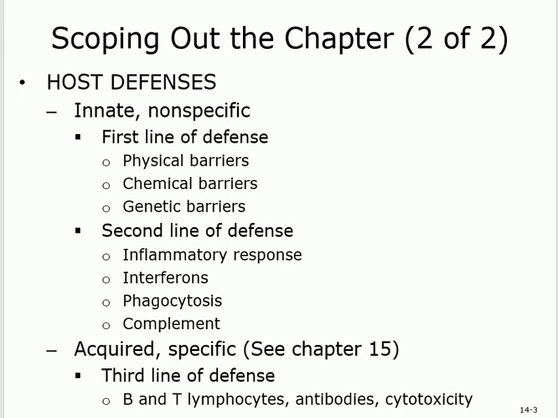So what's the second line of defense? Inflammation, phagocytosis, interferon, and complement. All of these are the second line of defense, if something passed through the first line.